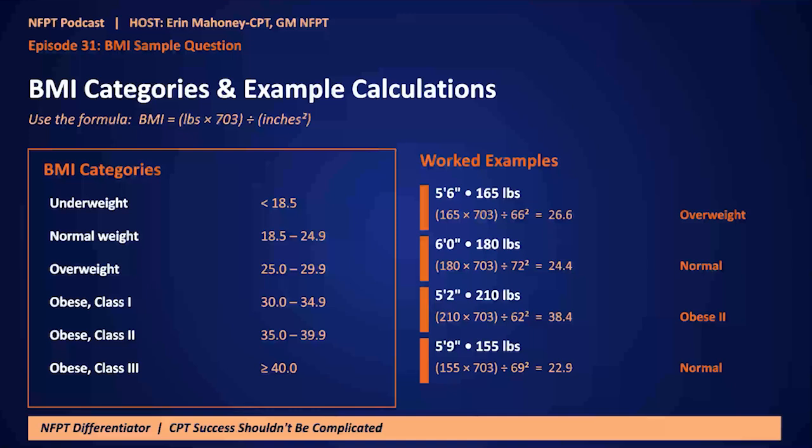So anything under 18.5 is considered underweight. Anything between 18.5 and 24.9 is normal weight. Overweight is at 25.0 to 29.9. That's why in our question, where the client had a score of 26, they were falling in that overweight range. And then obese class 1 starts at 30 to 34.9, class 2 is 35 to 39.9, and then obese class 3 is greater than 40.